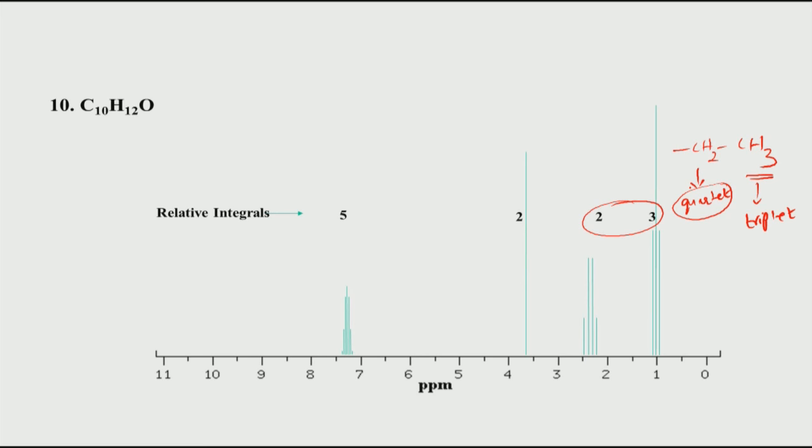So, what could it be? Here we have a phenyl ring, and there is a singlet which is coming because of a methylene group, because a methylene group can only have 2 peaks.